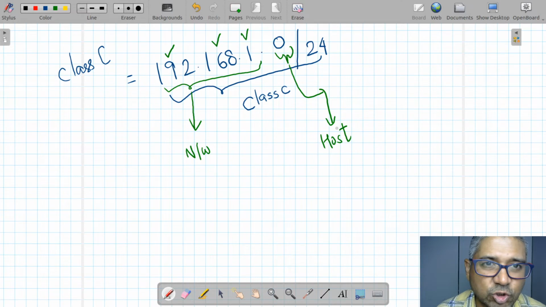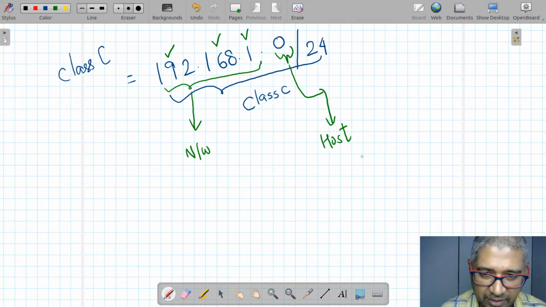If you do not understand, just stop me, understand that point, then we will move forward, because I want you guys to understand each and every corner of this, so that the same technique you can apply to Class B as well as Class A. Okay, we will see that. So you have to identify the network part as well as the host part. Once you are able to identify, then you can play the game of subnetting.